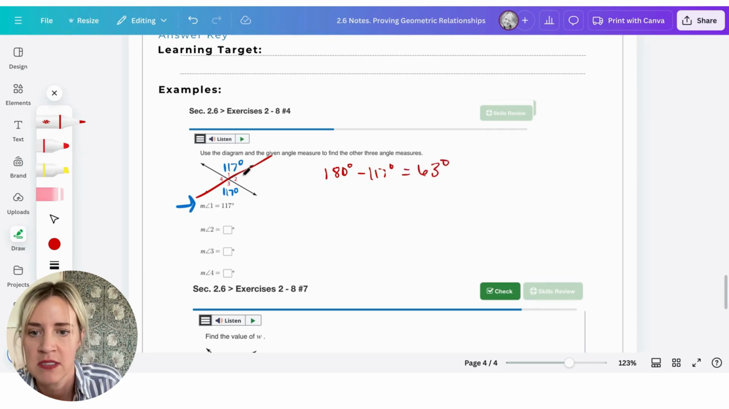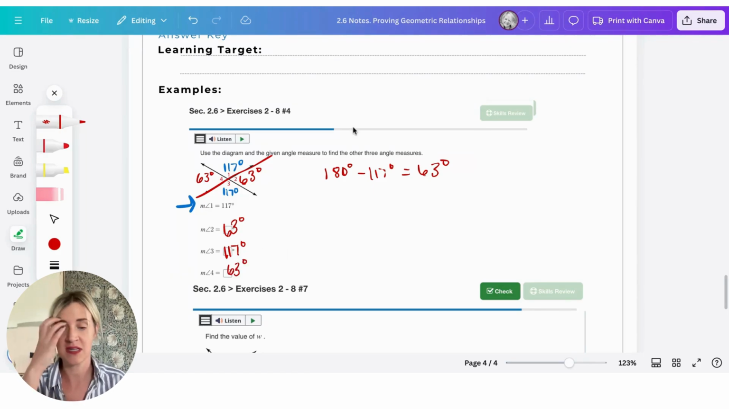So this angle 2 is 63 degrees, and then those 2 angles are vertical, or you could use the fact that 4 and 3 are a linear pair, and also 63 degrees. So measure of angle 2 was 63 degrees, measure of angle 3, 117 degrees, and angle 4, 63 degrees.